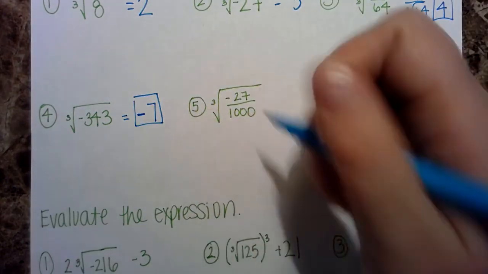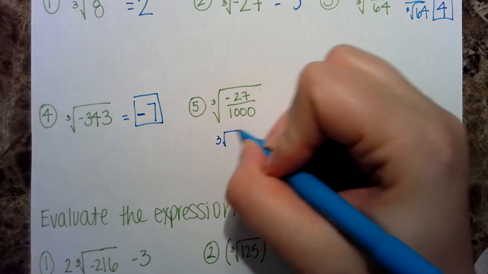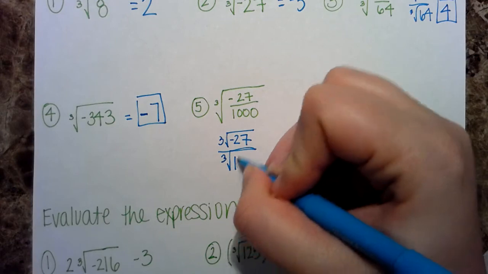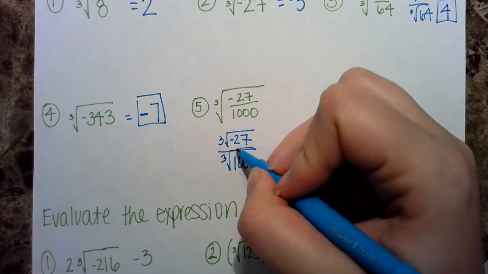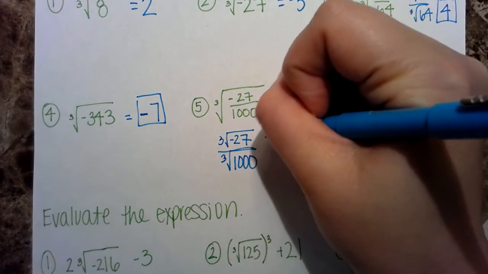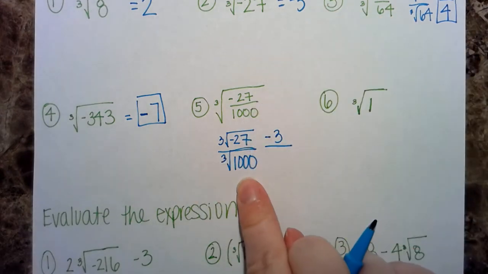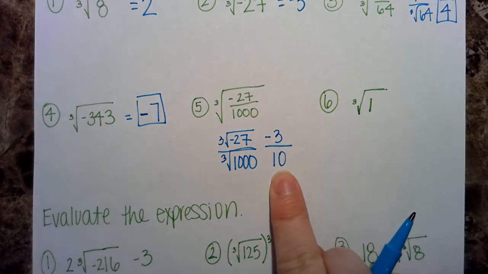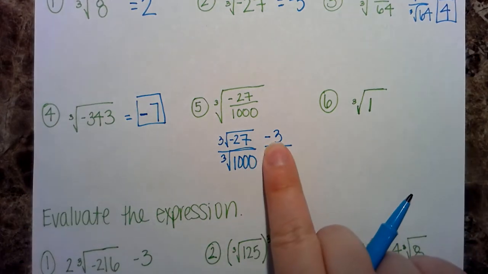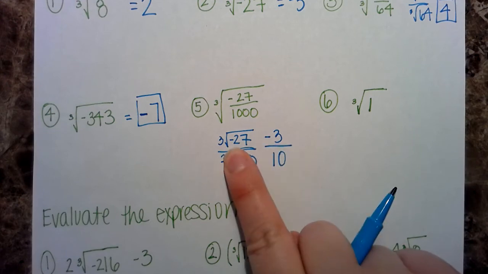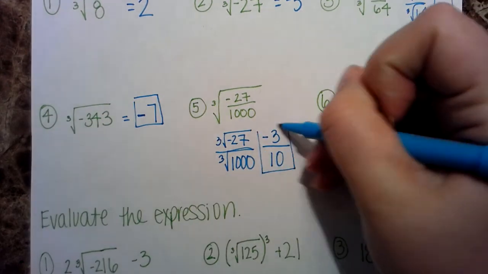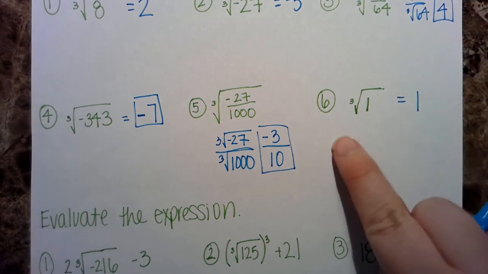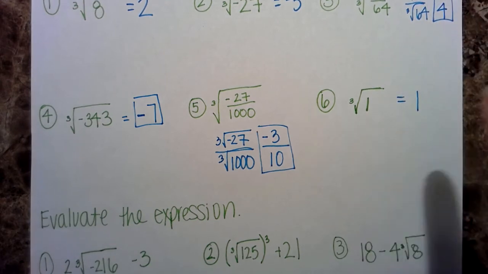Okay, this one. I'm going to take the cube root of the top, so negative 27, over the cube root of the bottom, which is 1,000. The cube root of negative 27 is going to be negative 3. The cube root of 1,000 is going to be 10. So that means 10 times 10 times 10 gives me 1,000, and negative 3 times negative 3 times negative 3 gives me negative 27, which I'm good. The cube root of 1 is 1 because 1 times 1 times 1 is going to give me 1.